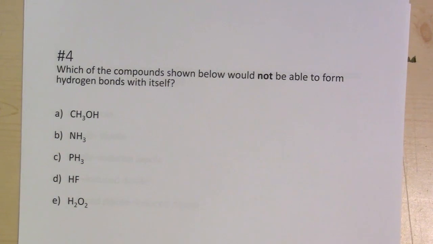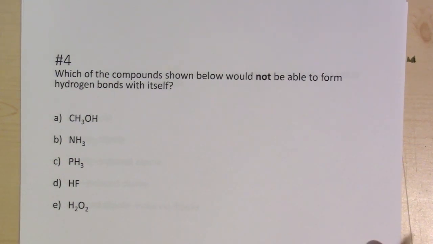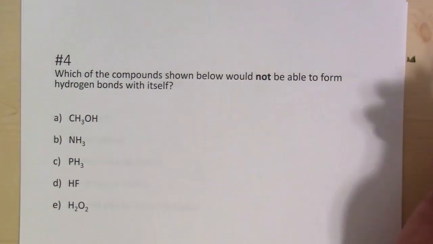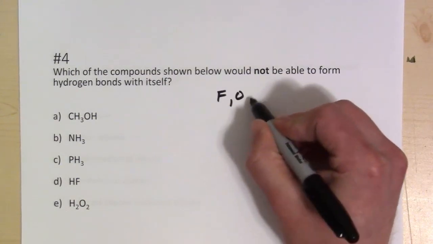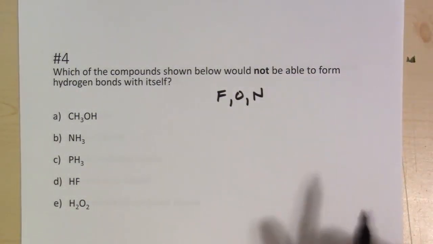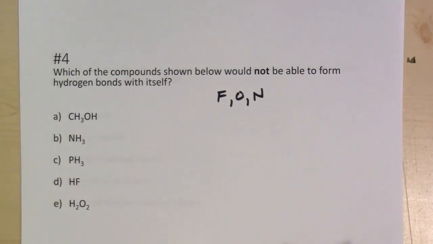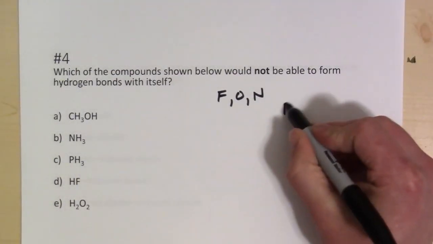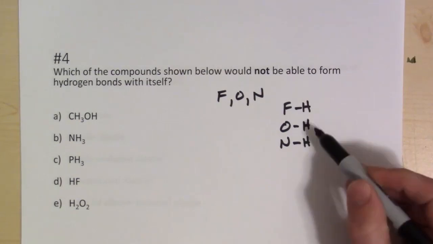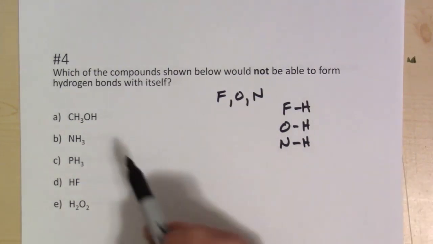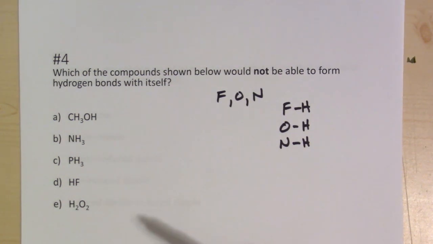Number 4 wants to know which of the compounds shown below would not be able to form hydrogen bonds with itself. So a hydrogen bond is when hydrogen is bonded to an electronegative atom and then can coordinate with other electronegative atoms. So the only atoms that hydrogen can be connected to and participate in hydrogen bonding are fluorine, oxygen, and nitrogen. So these are three of the most electronegative atoms. They're also very small, so when you have situations like these, each of these hydrogens can participate in hydrogen bonding. And the question wants to know which of these molecules could hydrogen bond with itself.